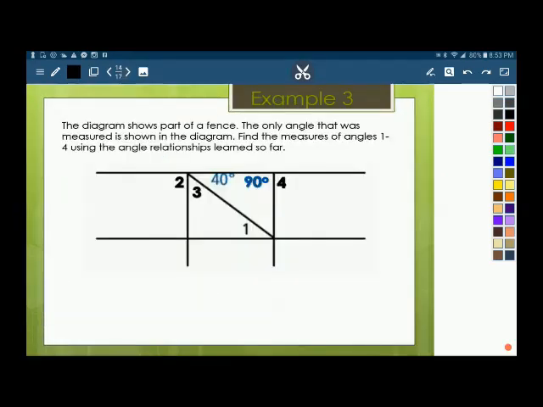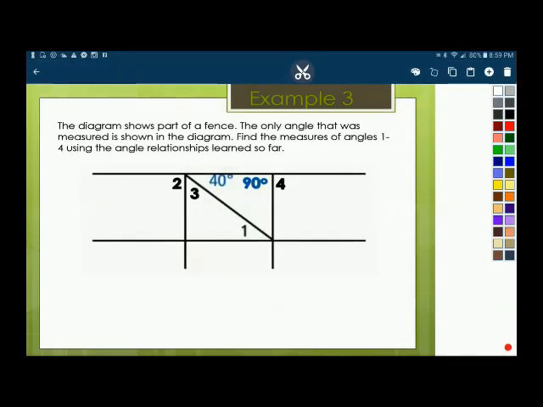So let's actually use this in our third example. Alright, so in this example, it says the diagram shows part of a fence. The only angles that were measured in the diagram are shown in blue. Find the measures of angles 1 through 4 using angle relationships learned so far. So right away, I can actually just focus. If this is part of a fence, these two lines are going to be the ones that are parallel, kind of like they're the handrails of this fence.